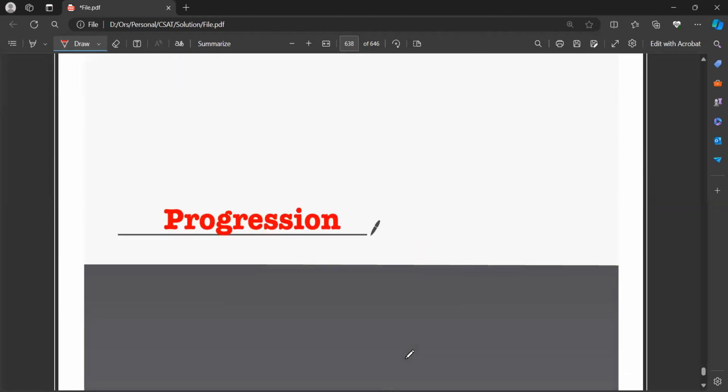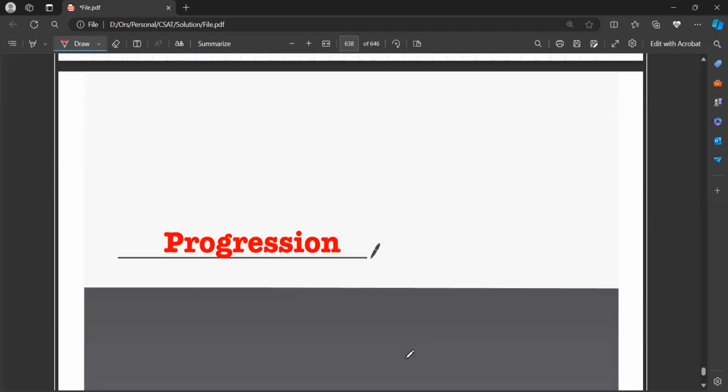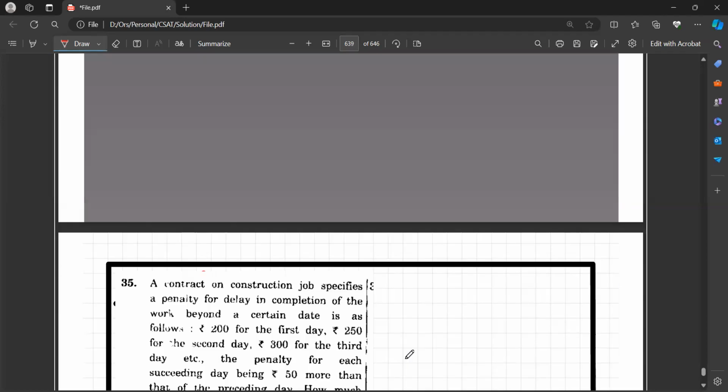If we take the next question, that will be from progression. So we have completed the next topic, that is probability. Let us begin with the topic of progression.